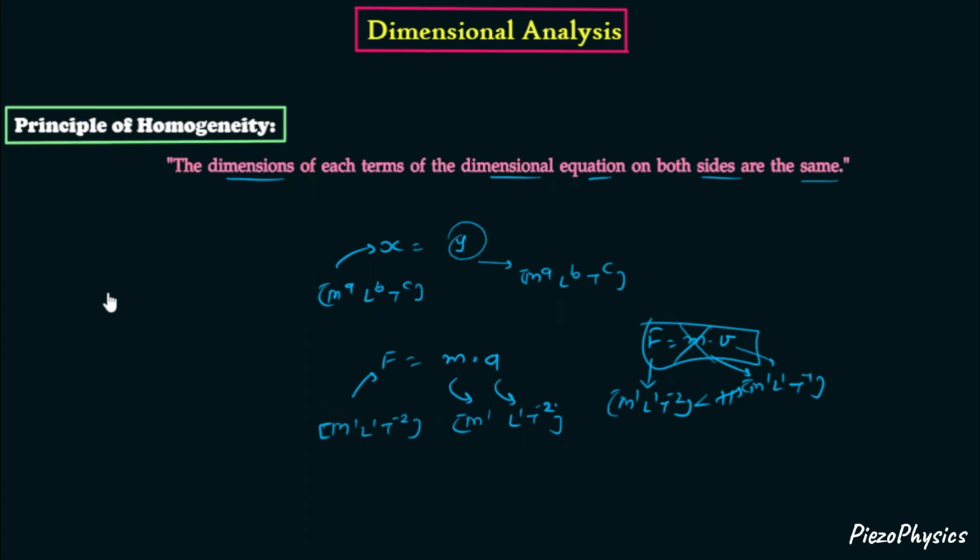Now one of the most famous equations of Einstein, that is E equals mc squared. Here E is the energy, which equals M^1 L^2 T^-2, and here mass equals M^1 and the speed of light squared is (L^1 T^-1) whole squared. So both the dimensions combined can be written as M^1 L^2 T^-2. So the left hand side and right hand side are equal, so this equation is dimensionally correct.